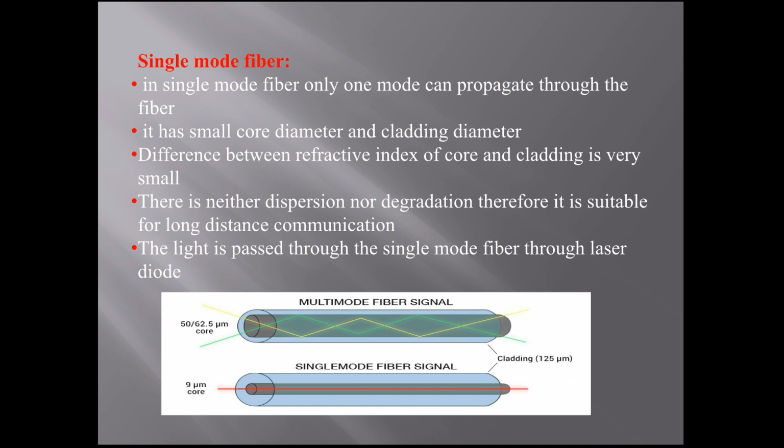Now we see the first one, the single mode fiber. In single mode fiber, only one mode can propagate through the fiber. It has a small core diameter and cladding diameter. The difference between the refractive index of core and cladding is very small. There is neither dispersion nor degradation, therefore it is suitable for long distance communication. The light is passed through the single mode fiber through a laser diode.